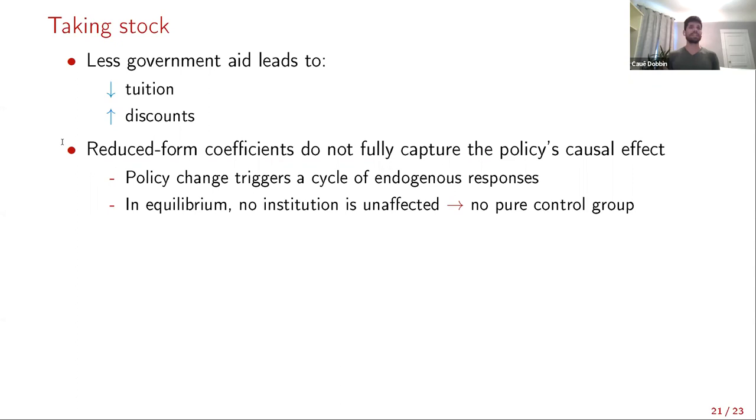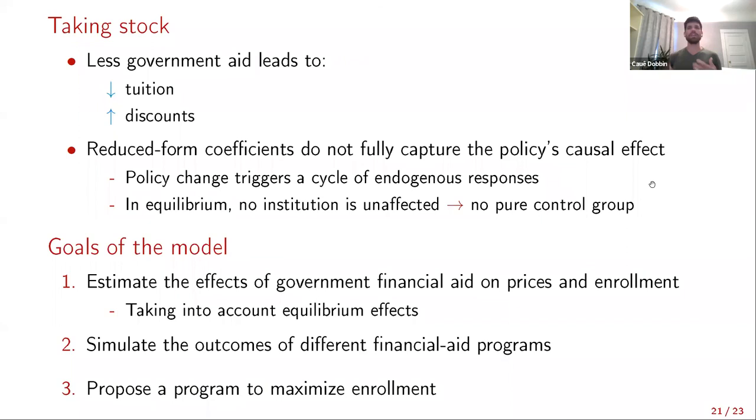Even degrees that didn't have anyone with loans were affected by the policy, because, for example, a bunch of people that were previously going to a degree that had loans now decide to go to a degree that didn't have loans before. So basically everyone is affected when you have a huge policy like that. What we're going to try to do with this model is take into consideration all these general equilibrium responses, using theory combined with the results I just showed you to estimate the total effect of financial aid on price and enrollment while taking into account the equilibrium effects.